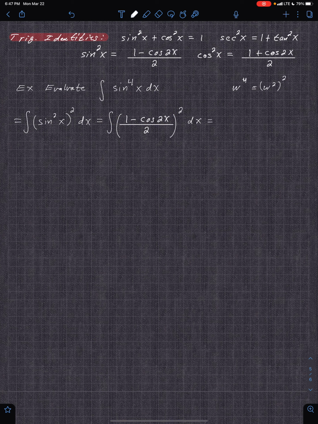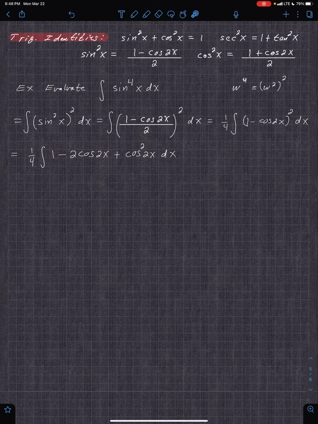So this equals 1/4 times the integral of 1 minus cosine 2x quantity squared dx. I put in one more step there, which equals, after expanding the binomial, 1 minus twice the middle, 2 cosine 2x, plus cosine squared 2x dx. Now we can attempt to simplify this, since it's now in individual terms.